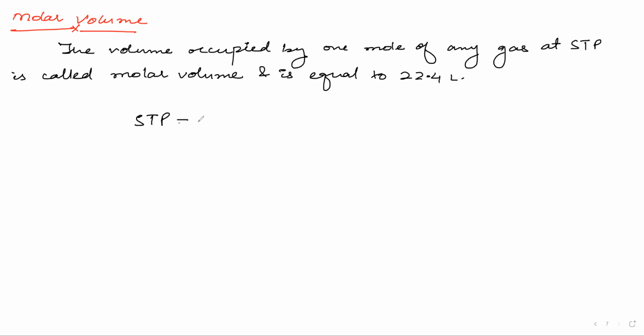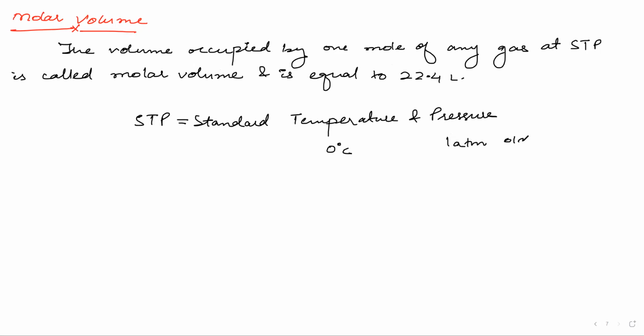STP is equal to standard temperature and pressure. The standard temperature is 0 degrees Celsius. The standard pressure is 1 atm. But this is the old definition. There is a new definition, but you won't use that new definition until you are on chapter 5.